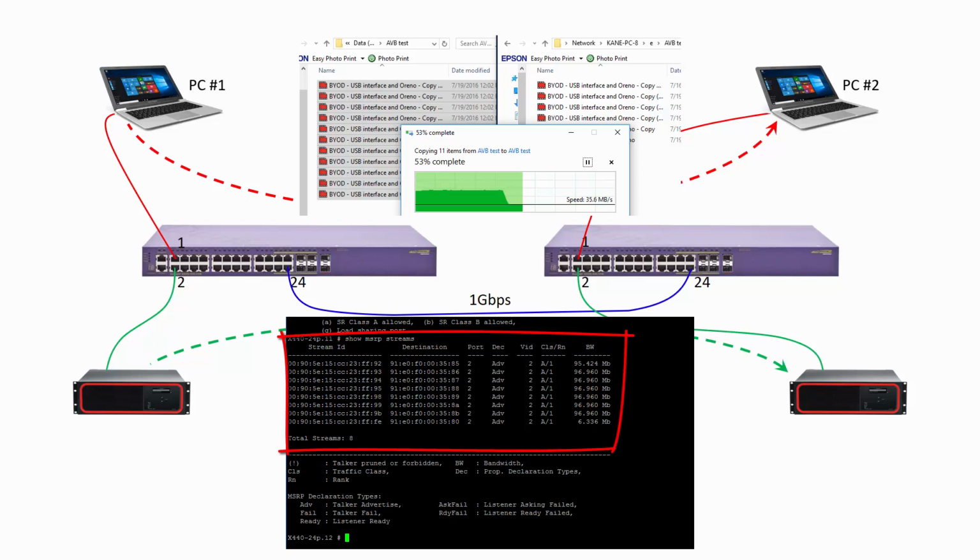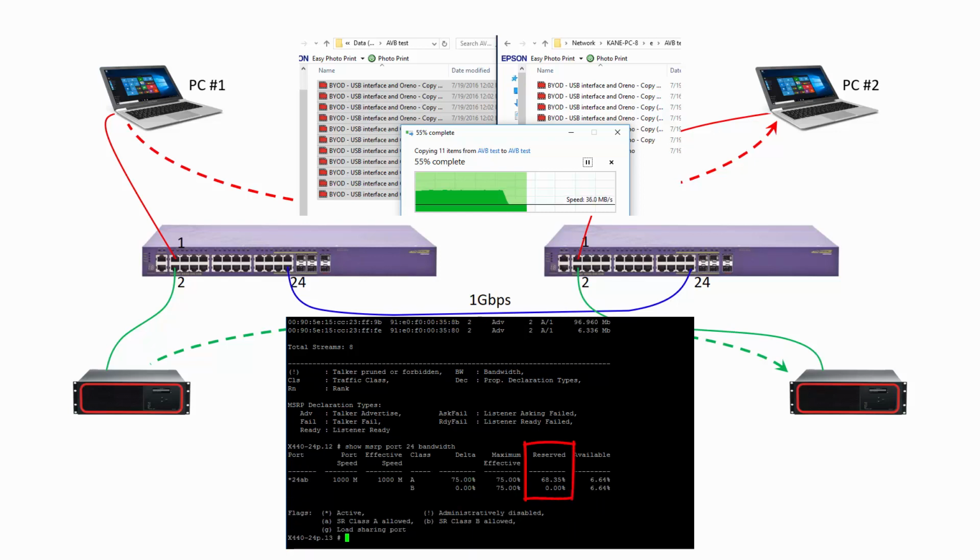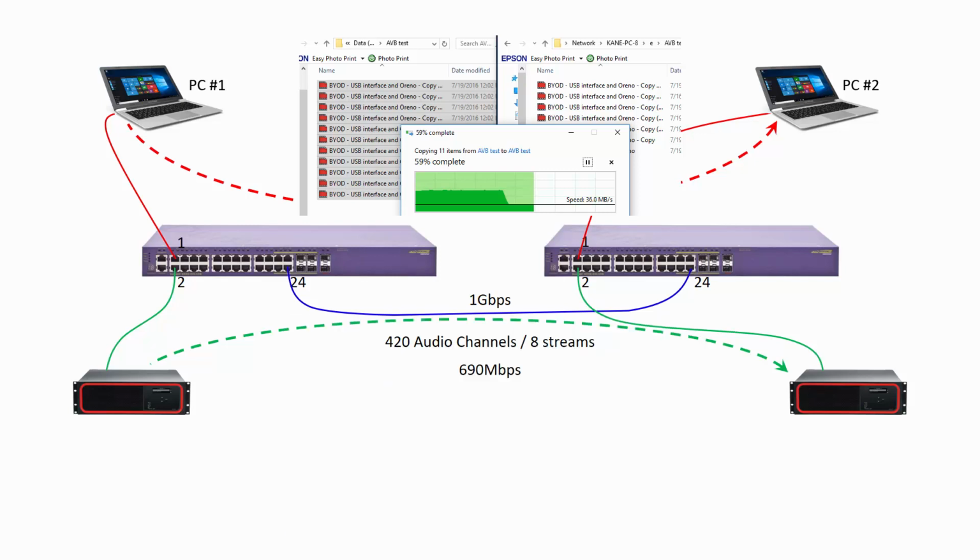In this particular case, nearly 69% of the trunk's bandwidth has been reserved for the 8 AVB streams, which comprise the 420 audio channels. Bear in mind, the switch will only allow up to 75% of network bandwidth for AVB, leaving 25% for other traffic. This percentage of bandwidth reservation can be tailored to suit the network requirements, of course. In our case, if more than 75% of switch bandwidth is exceeded for AVB traffic, any additional streams will be denied, ensuring non-AVB traffic is still able to pass.